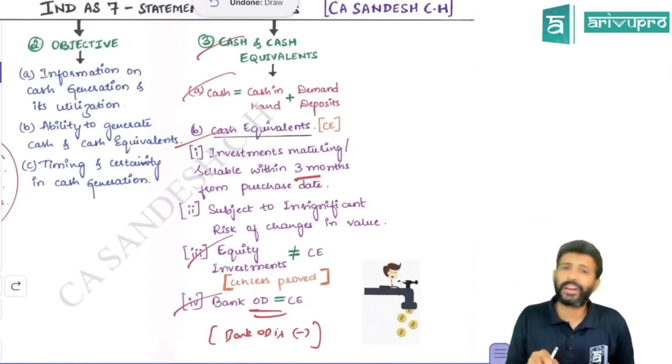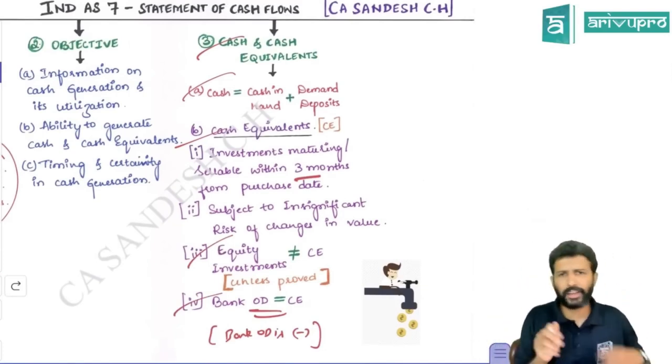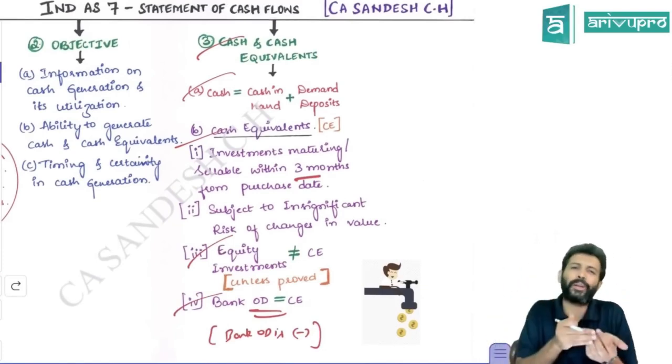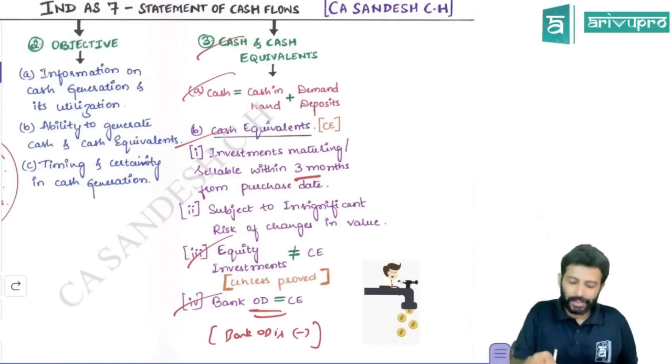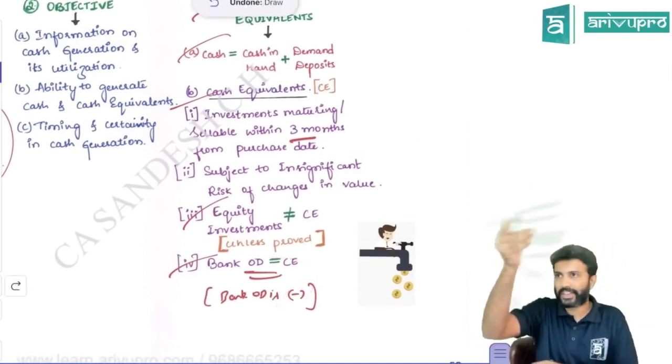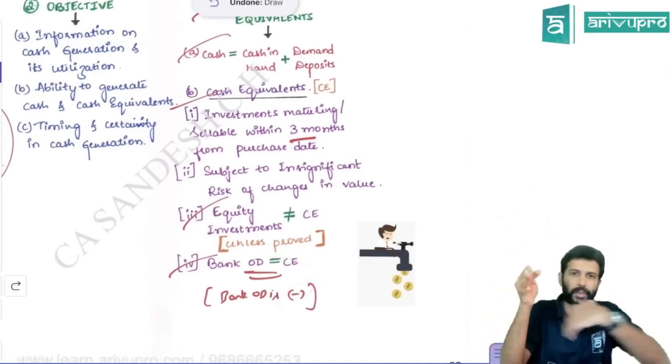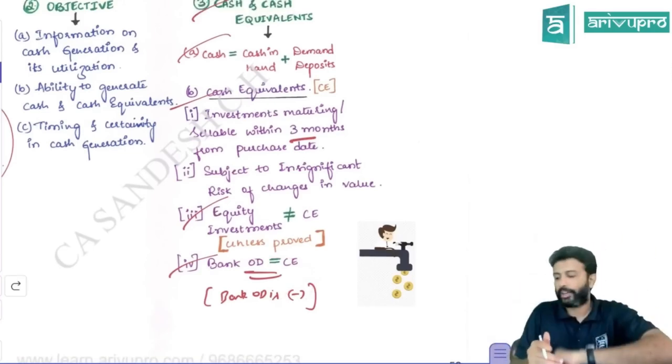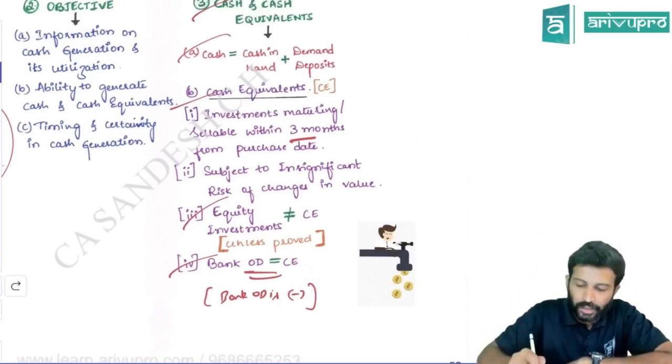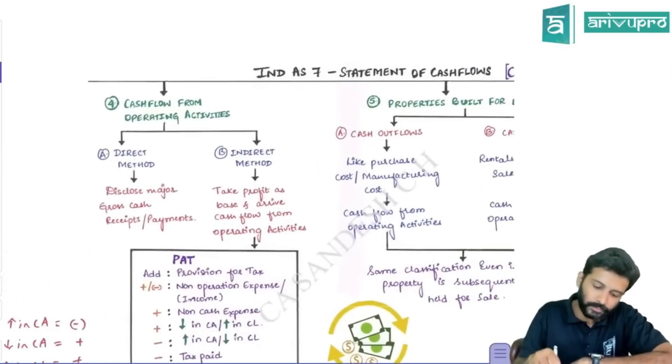If you have any bank overdraft, it doesn't come under any other category, and only cash equivalents you will show. But bank overdraft is a liability. This liability is deducted from the cash. You have cash in hand and cash in bank. Take that, and if you have any bank overdraft, reduce it and show the final number in your cash flow statement. That is one.